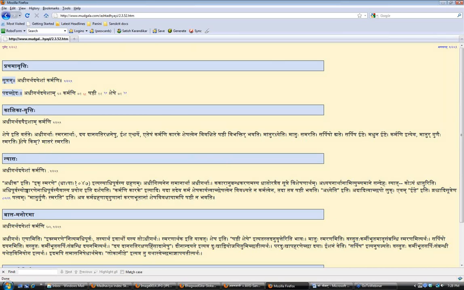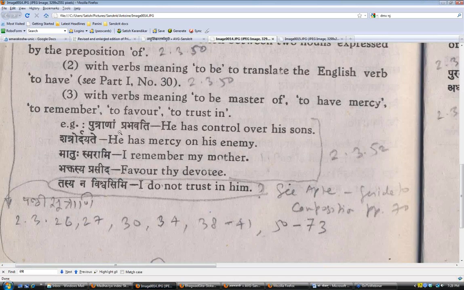Otherwise, you can also say mataram smarati. So I think if you're not talking about samasas, we don't even need to talk too much about these, because these could all have been done with shashthi sheshe. The speaker has no intention of expressing the karma as a karma, so he can use shashthi. Shatror dayate, dhatu dai, means to have mercy. So he has mercy on his enemy.